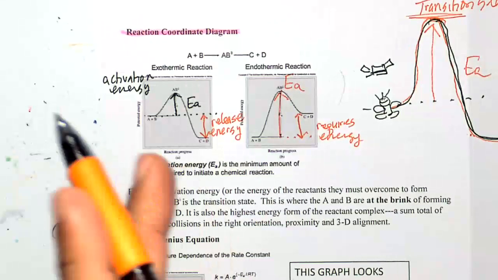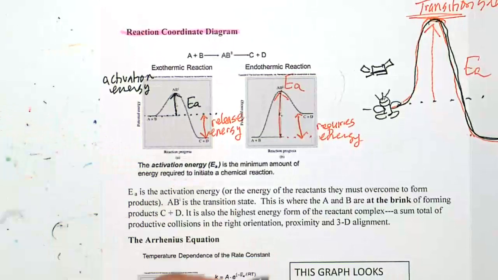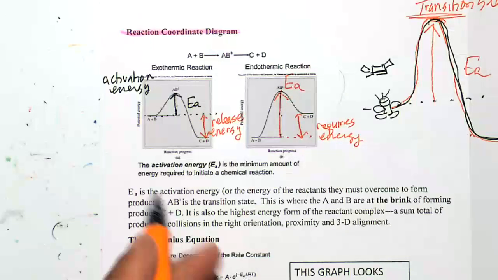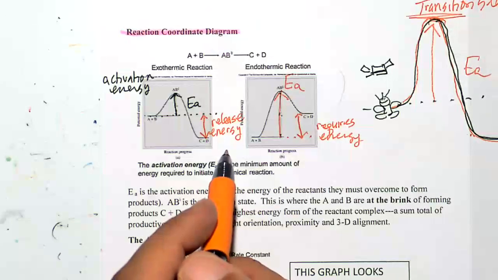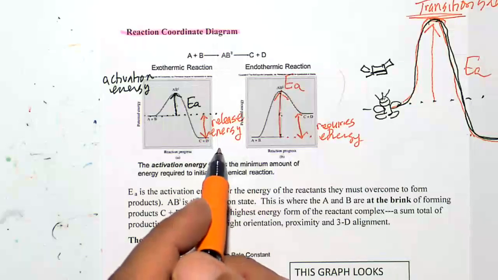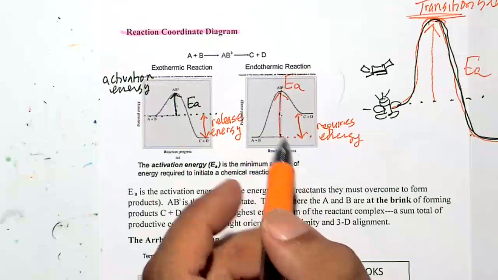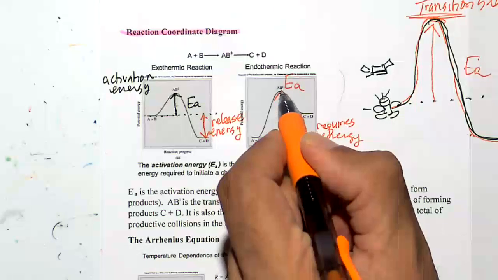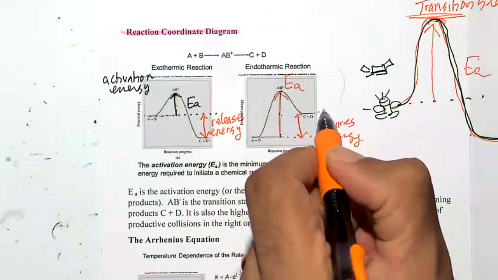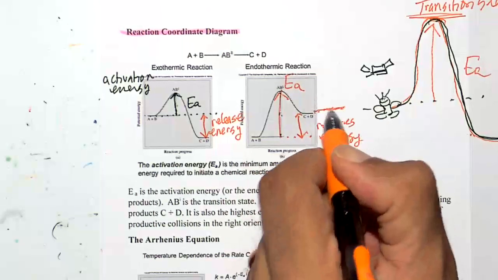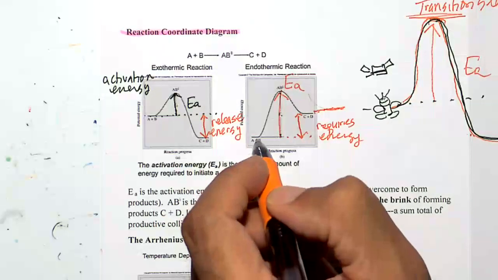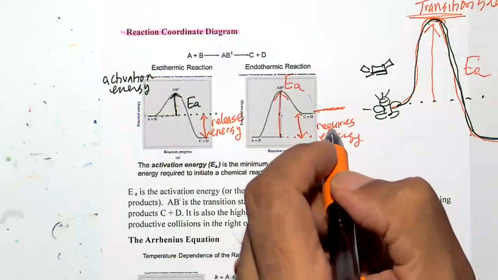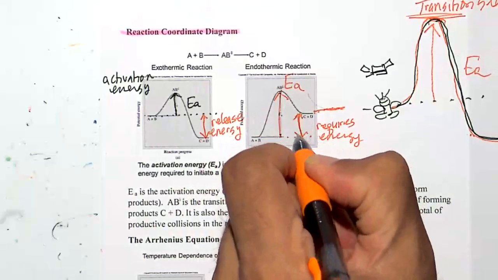Okay, so some reactions release energy as they overcome their transition or their activation energy and reach their transition state. As they go down to products, they release energy, and some require energy to reach their transition state. So they require energy, and the products are higher in energy than the reactants, so you need to put in this much energy gap.